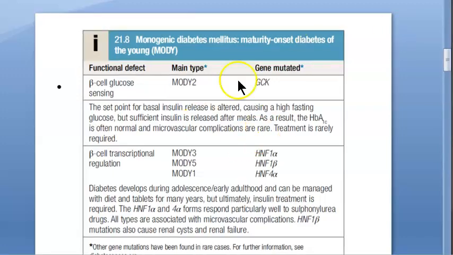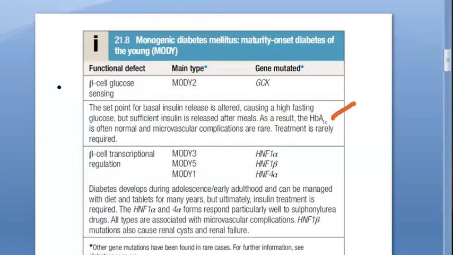What I'm understanding is this guy is very lucky. Okay. His HbA1c is also normal, and he doesn't need treatment either. His HbA1c will be normal, but then what is the problem here? Doesn't look so problematic at all to me.